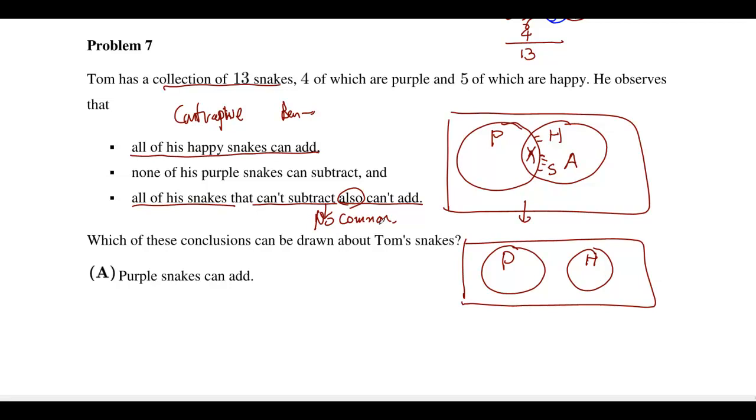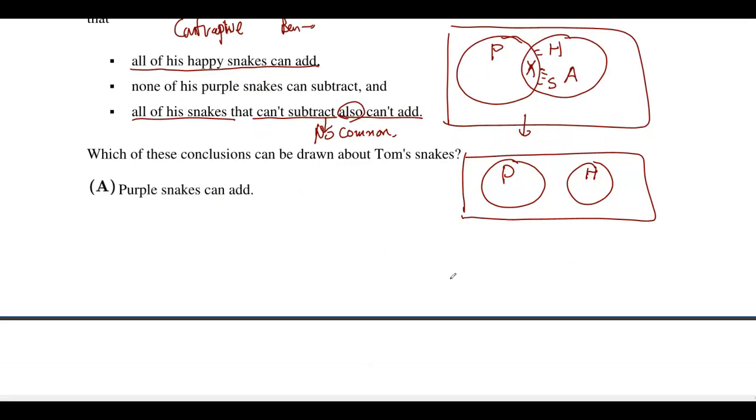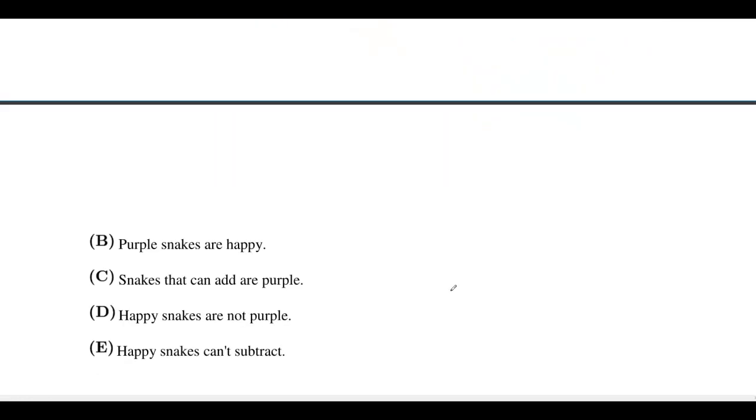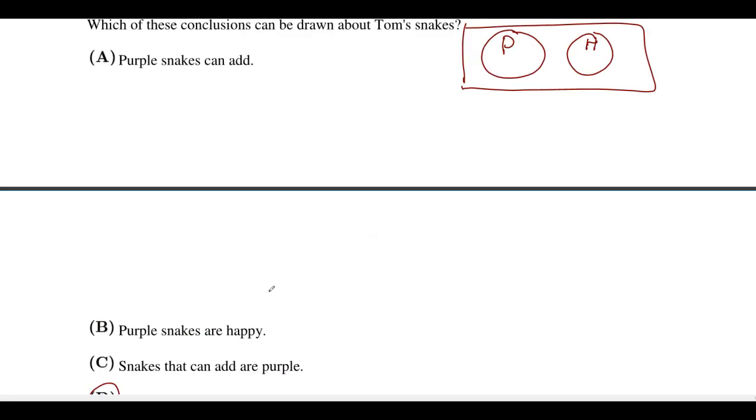Okay. All right. So which one is the answer? You can see over here no common, right? They are not happy, not purple. Okay, that is right. Disjoint. Okay, that's the answer.